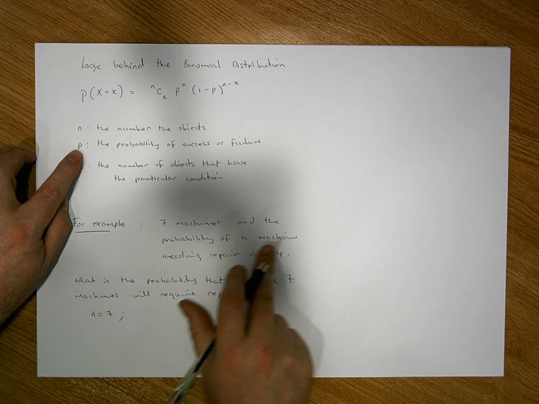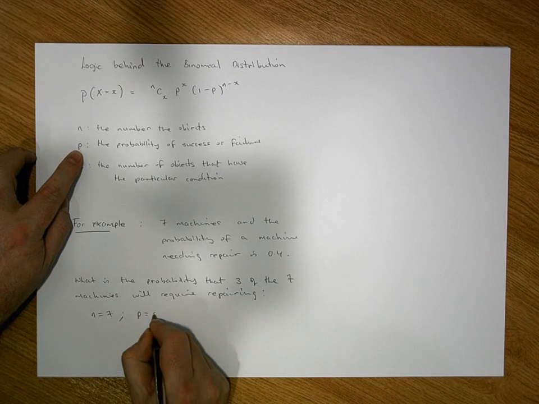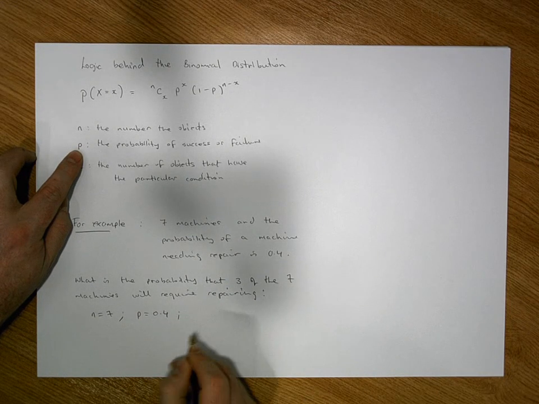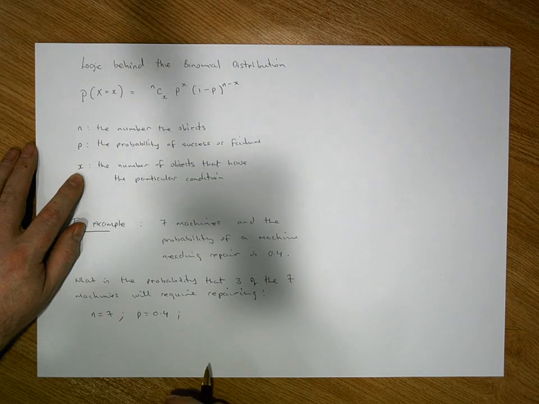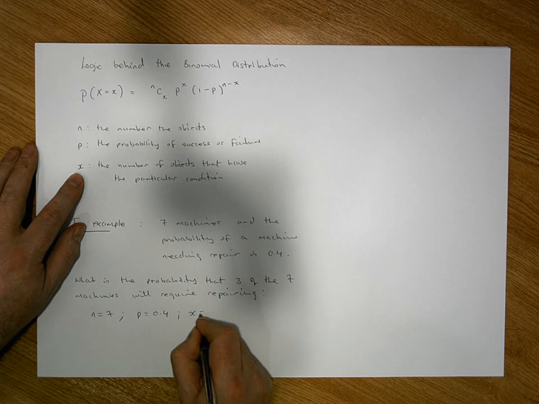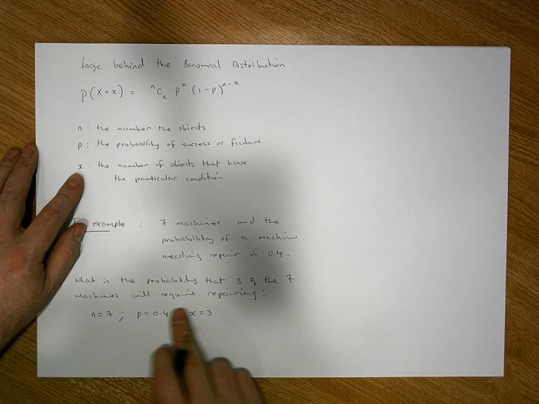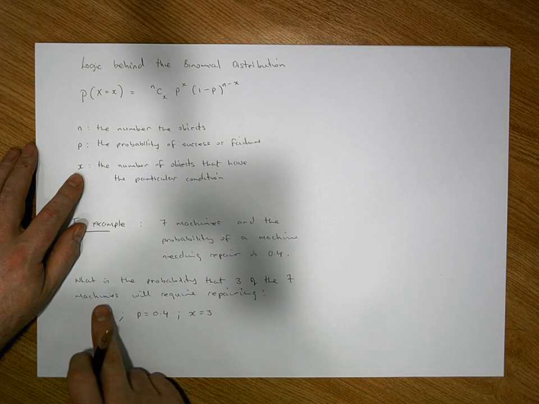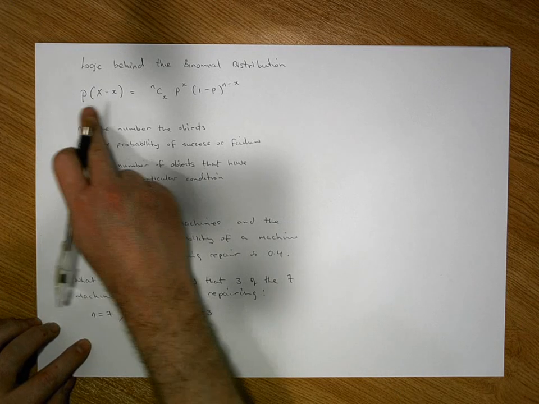p is the probability of something happening. The probability of any particular machine needing repair is 0.4, so p is equal to 0.4. And x is, out of the 7 machines, the number of machines that have this particular condition. So in this case x is equal to 3, because we're interested in the probability that 3 of the 7 machines will require repairing, the condition being requiring repair.